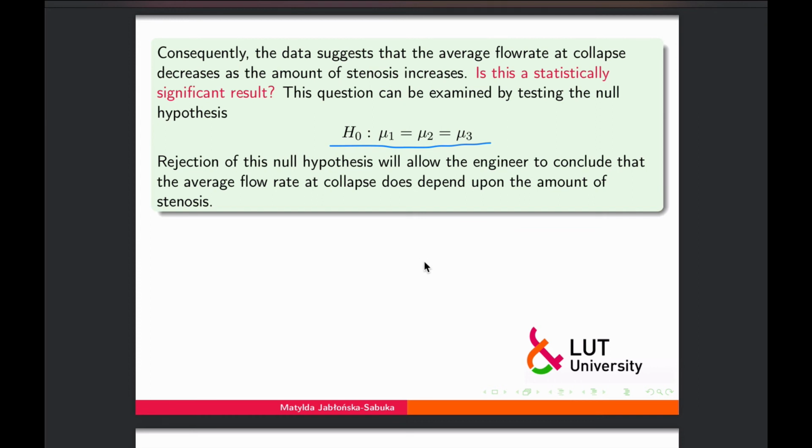And this type of testing is called one-way ANOVA. So we will look into more detail in the next video.